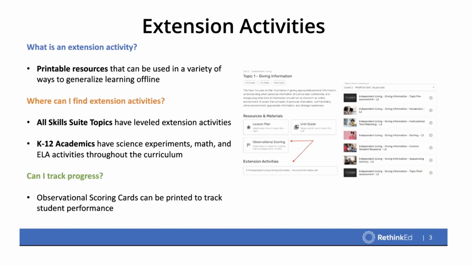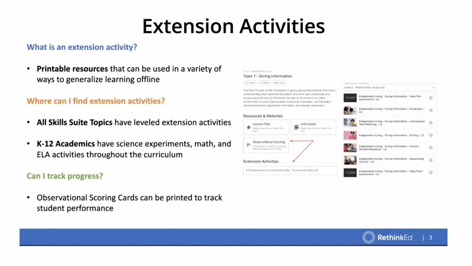Well, these are printable resources that can be used in a variety of ways. The idea is generalization. We want to make sure students are doing things not just on the computer, but offline as well. And you can find them throughout Vizzle topics. So as you go and explore our skills suite, every topic has a set of leveled extension activities. So you'll find instructions for level 1, 2, and 3 students with different kinds of resources, from text only to additional tearaways or visual supports.